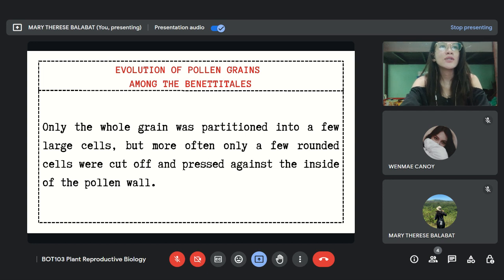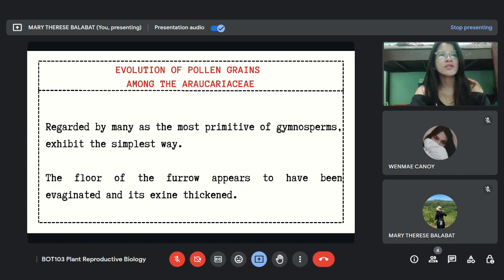So Benititales, only the whole grain was partitioned in a few large cells, but more often only a few rounded cells were cut off and then pressed against the inside of the pollen. So this appears that ang prothallus nila kay developed upon reaching the pollen chamber of the seed they were to fertilize. So in the Araucariaceae, it is regarded by many as the most primitive of gymnosperm, exhibit the simplest way. So the floor of the furrow appears to have been evaginated and its exine thickened.